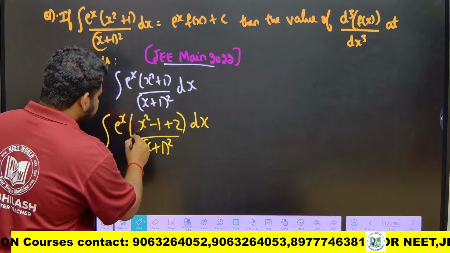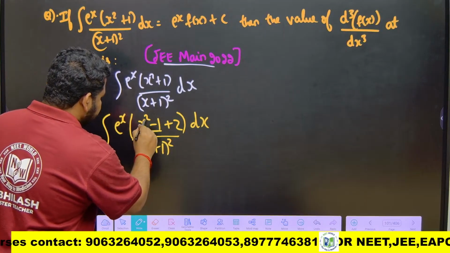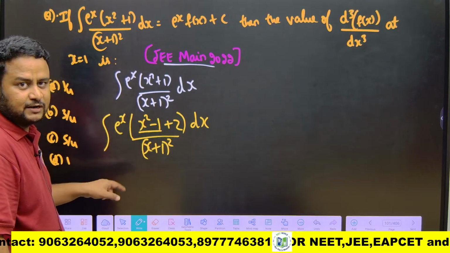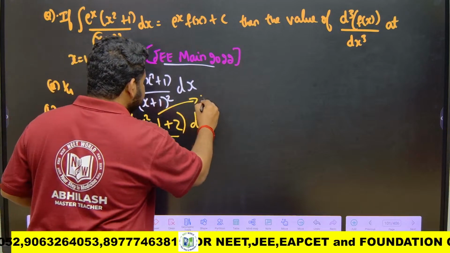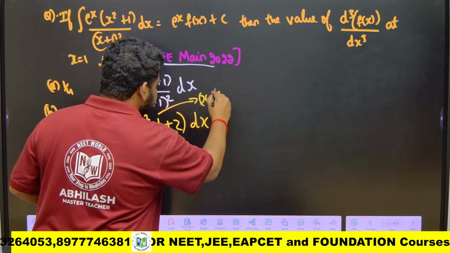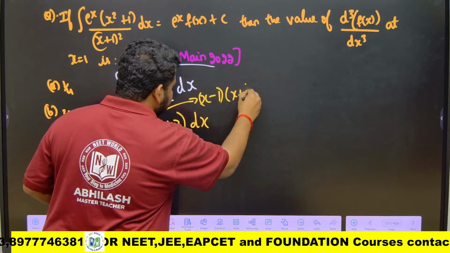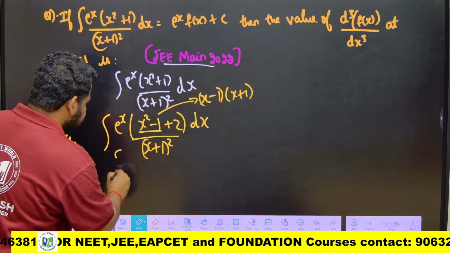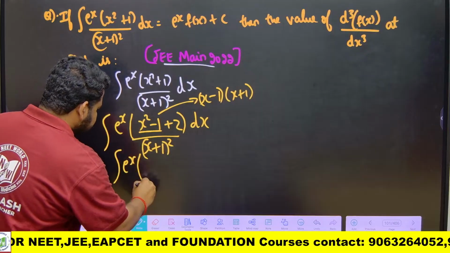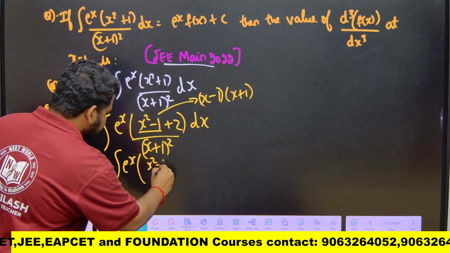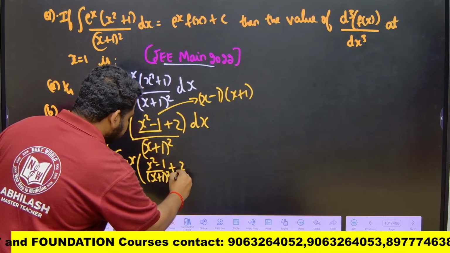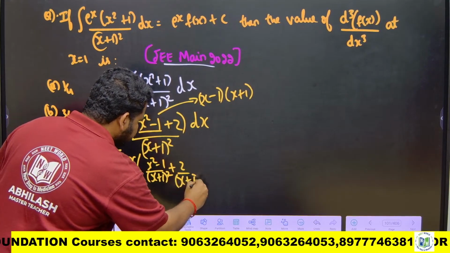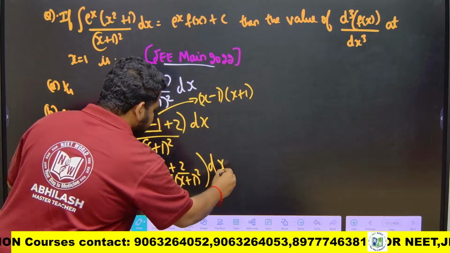Now, have a look at this x square minus 1. That is a square minus b square. I can write x square minus 1 as x minus 1 into x plus 1. First let me separate and divide it. This will become e power x into x square minus 1 by x plus 1 whole square plus 2 by x plus 1 whole square dx. These two are my star steps.